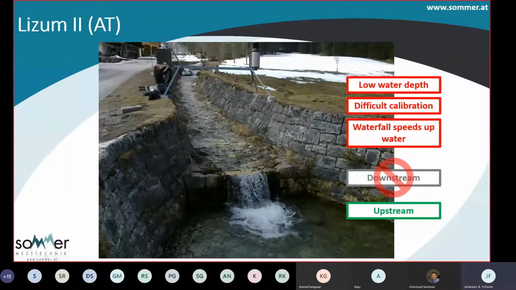So looking again at the RQ sensor, it looks upstream, and the upstream position is required here. Looking downstream shouldn't be done because you have all the difficulties with the water flow, the waterfall and the low water flow.